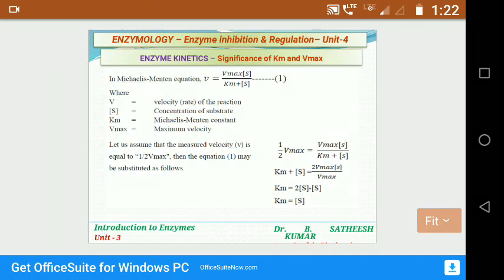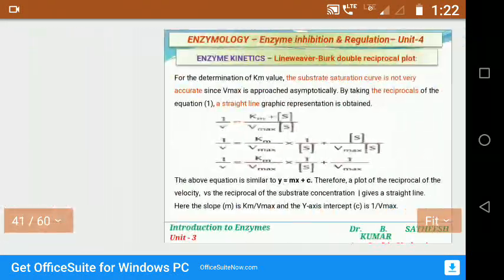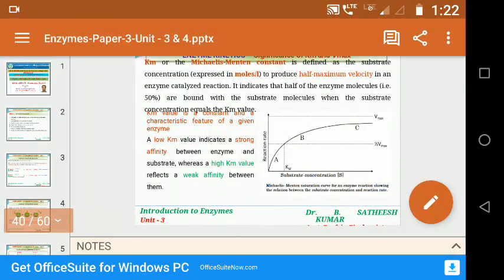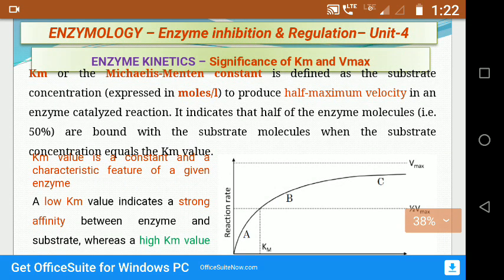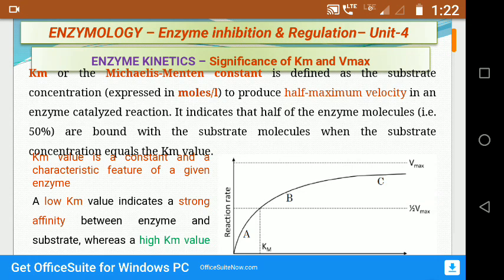So what does it mean? It means Km is equal to the concentration of substrate. So Km is defined as the concentration of the substrate at which the velocity of the enzymatic reaction is equal to half of the maximum velocity.